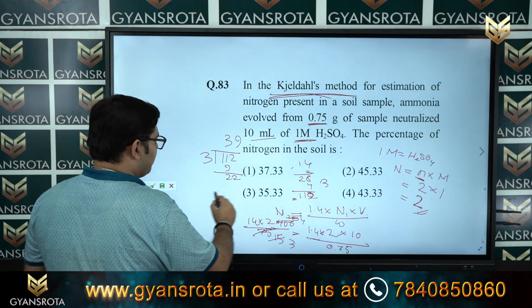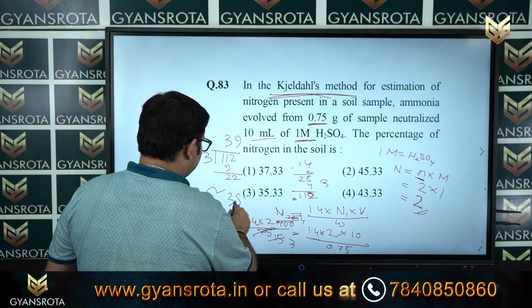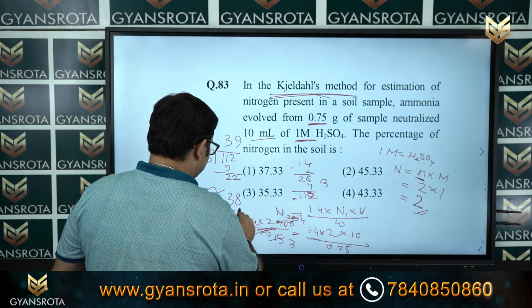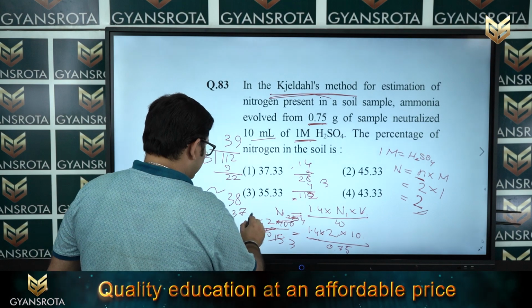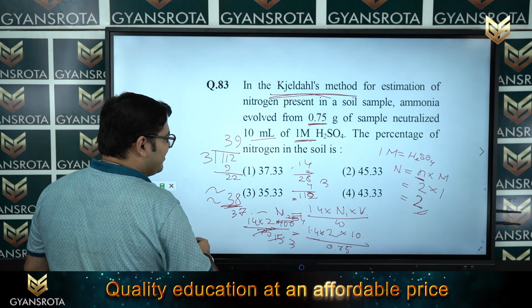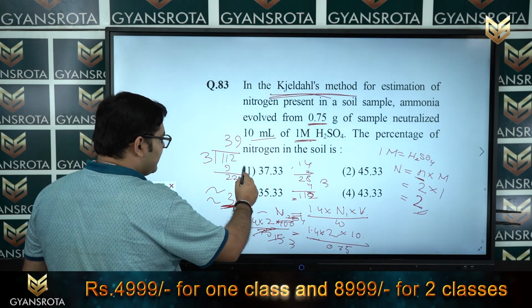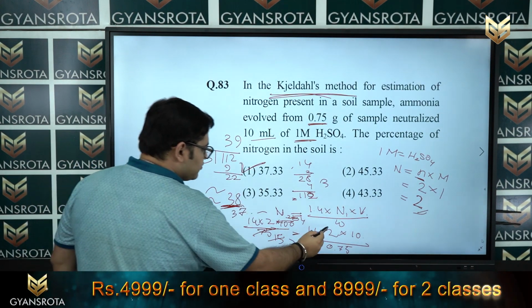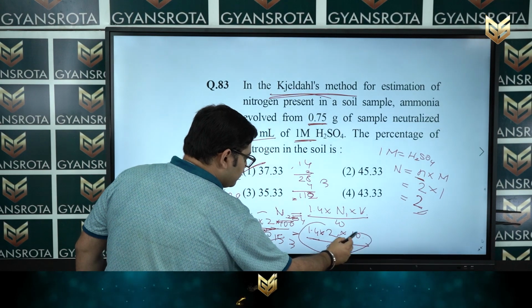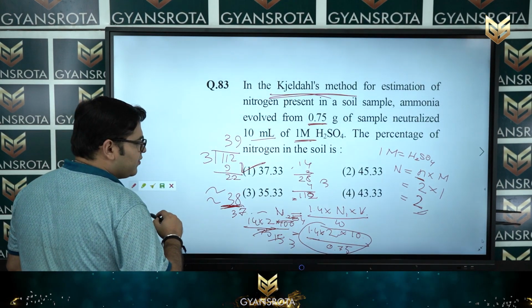this value is approximately 37 or 38. Okay, 37 point something will be there, means 38. Now, if you see option number 1, the closest value is your option number 1. Just try to solve this part, 1.4 into 2 into 10 divided by 0.75.